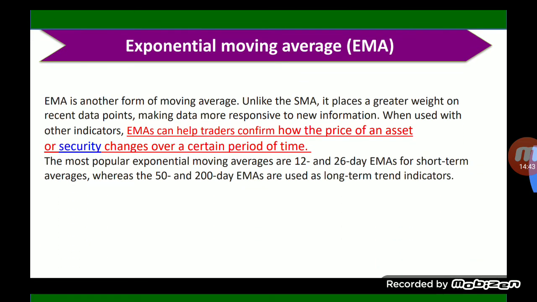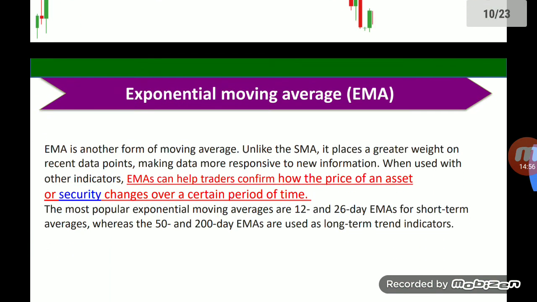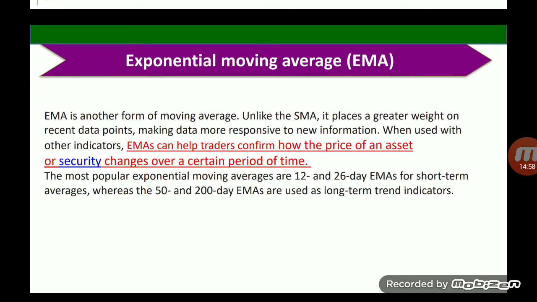Now next is exponential moving average, that is EMA. EMA is another form of moving average. Unlike the simple moving average, now it is the exponential moving average. So exponential moving average places a greater weight on recent data points. So what is the quality of exponential moving average?